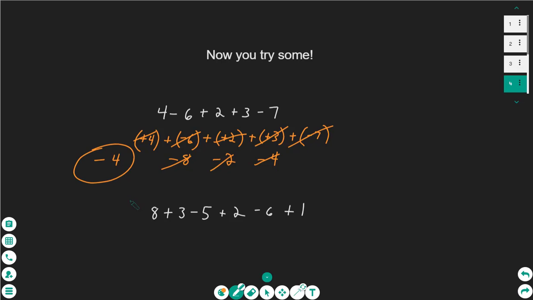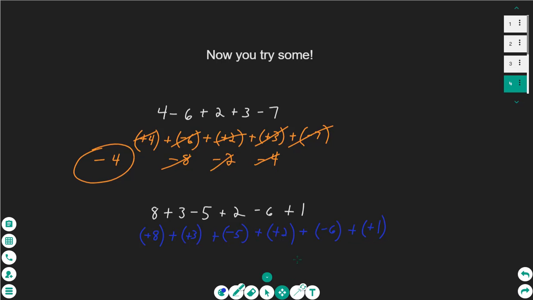All right. Now on this next one, let's just try something a little bit different. Let's try by first rewriting it. We'll say positive 8 plus a positive 3 plus a negative 5 plus a positive 2 plus a negative 6 plus a positive 1.